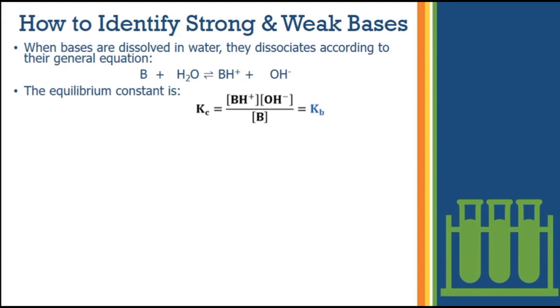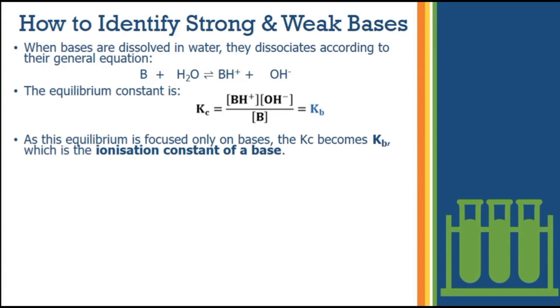Well, if we take that same situation, remember the Kc constant is the concentration of the products divided by the concentration of the reactants. Once again, the products are BH+ and OH-, the concentrations of those, and the B is the only thing that's aqueous. The H2O is a liquid, so it's assigned the number one, and the Kb value is known as the ionization constant of a base. Have we got that, grade 12s?